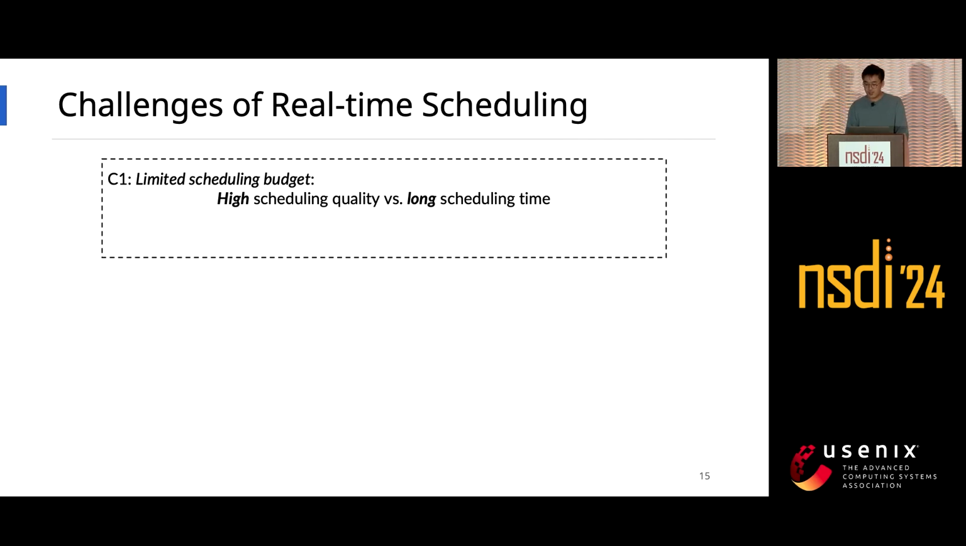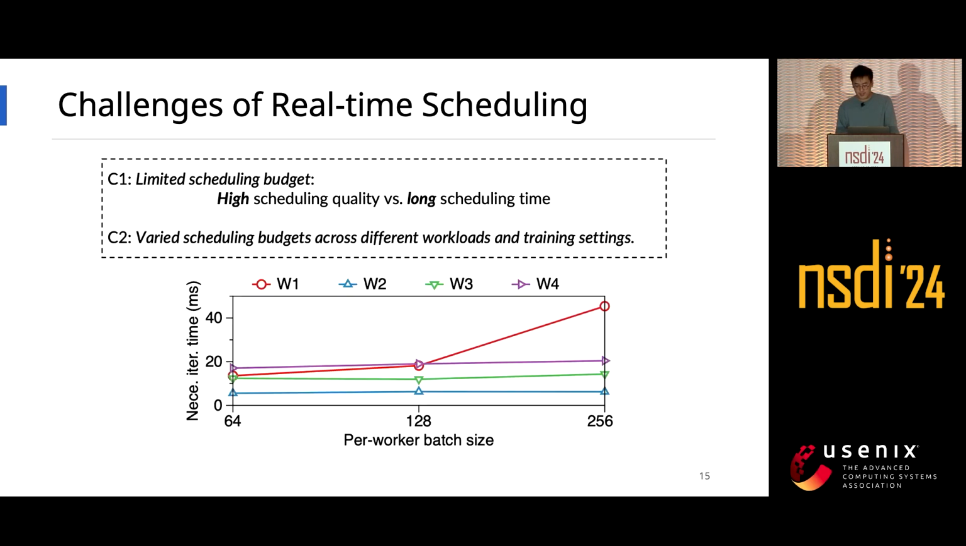So there are some challenges of real-time scheduling. First, there is a trade-off between the scheduling quality and the scheduling overhead. High-quality scheduling introduces longer time. And second, the scheduling budget is not static, because it's affected by many factors ranging from the data set to the per-worker batch sizes. Therefore, this calls for an adaptive scheduling algorithm, because we need to satisfy the runtime scheduling budget of the embedding scheduling process.